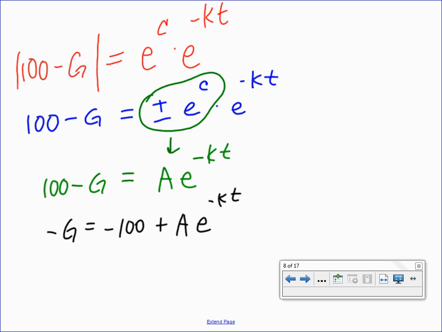And finish it out by dividing everything by a -1 again. So I finally get g equals alone. It looks like I get positive 100 minus a times e to the negative kt.